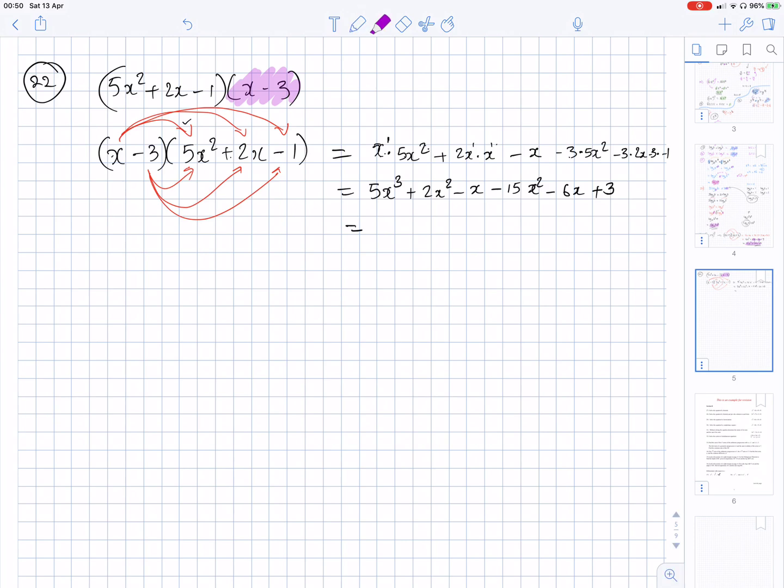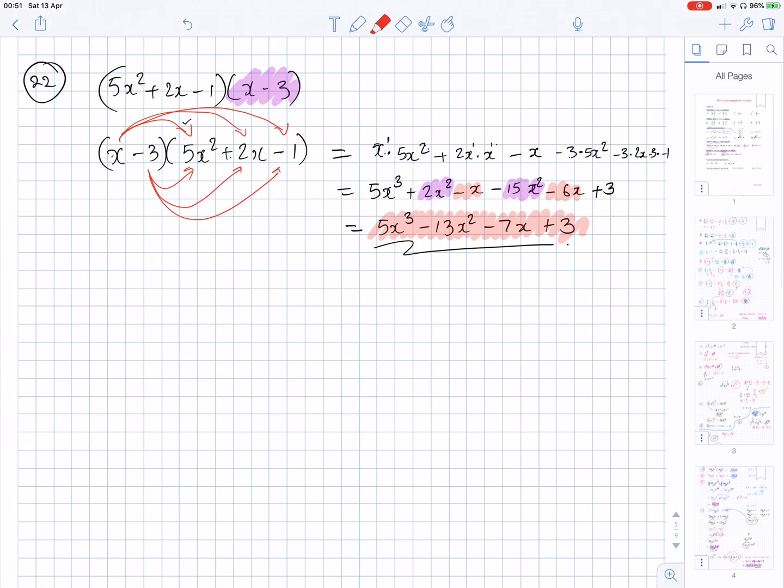Then we're going to take like terms, so this and this is a like term, then minus x and minus 6x are like terms, then 3 and 5x cubed remain as they are. So 2x squared minus 15x squared is minus 13x squared. Then minus x minus 6x is minus 7x plus 3. And that is the answer to this one. Okay, so that was number 22.